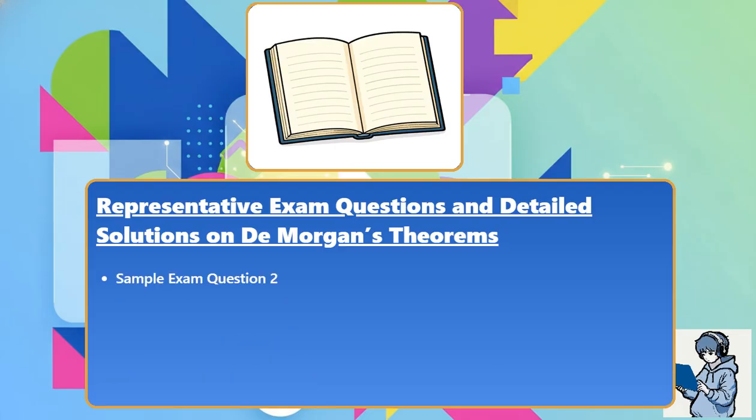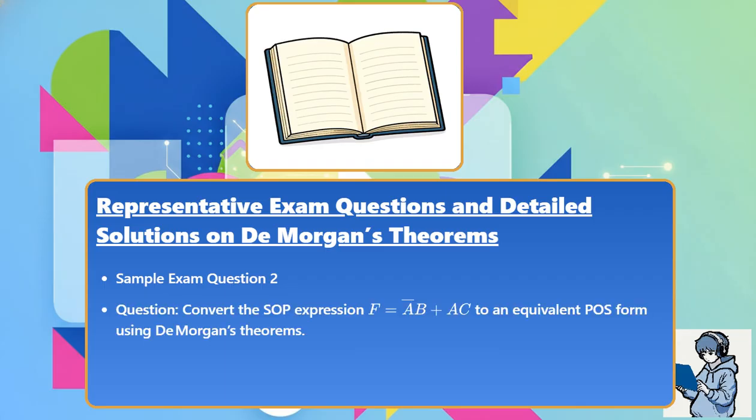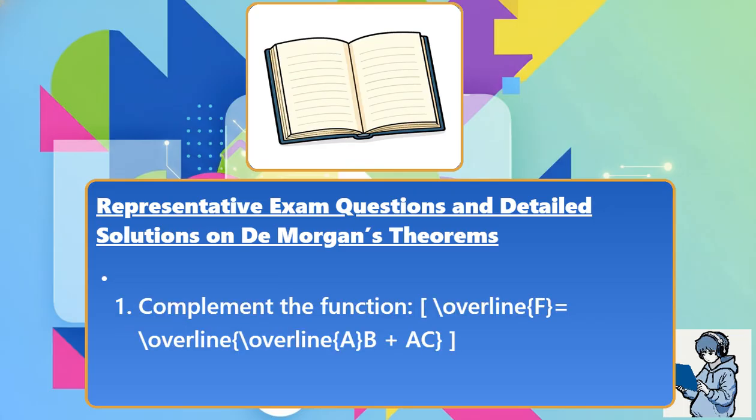Sample exam question 2. Question: convert the sum of products expression F equals NOT A AND B + A AND C to an equivalent product of sums form using De Morgan's theorems. Step 1. Complement the function. NOT F equals NOT(NOT A AND B + A AND C).